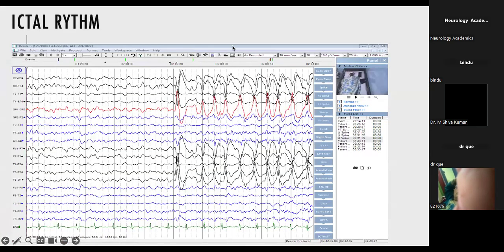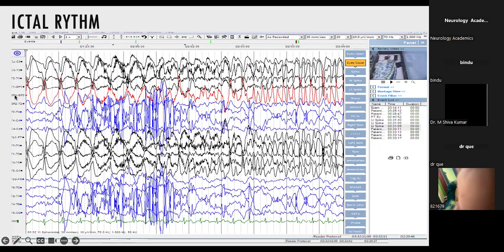Then next, in this it is shown as a rhythm, mainly in the anterior temporal region, continuing as delta later. Here it started as delta rhythm and continued as polymorphic theta, which can also be seen in the anterior temporal leads.